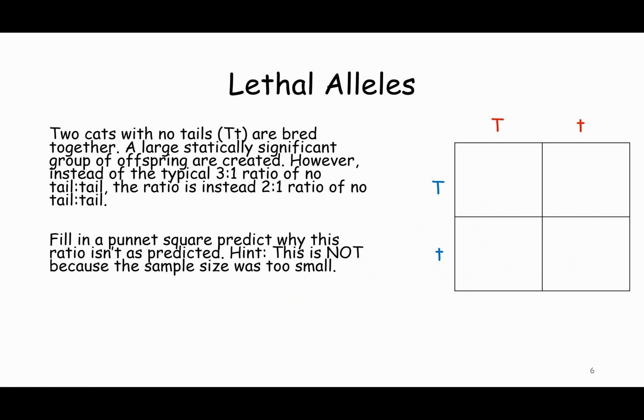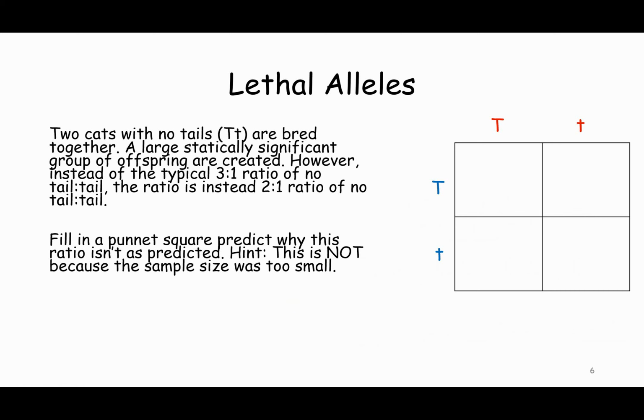Cool. The next one here then is lethal alleles. And I guess I was planning to fill this one in, or having you guys fill it in. So a lethal allele, the hint whenever you see a lethal allele is that the ratios don't make sense to what you predict typically in a Punnett square.